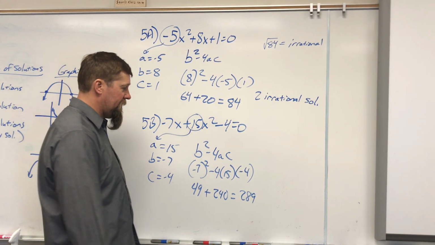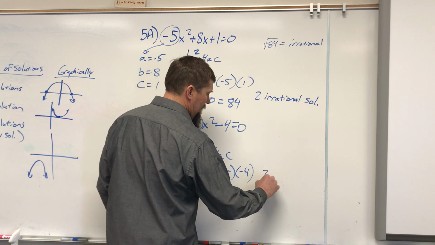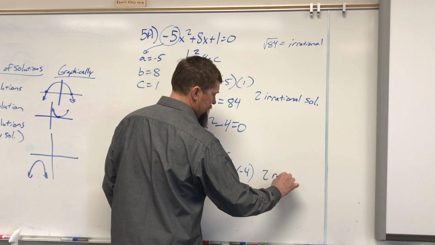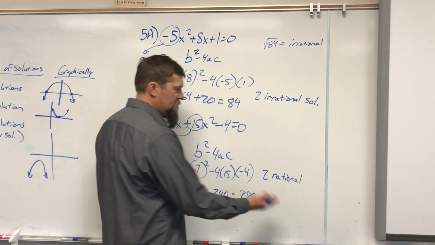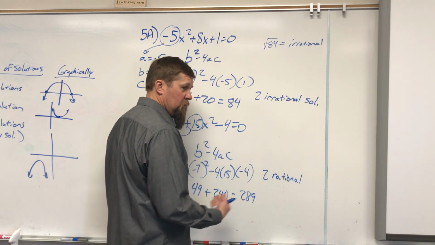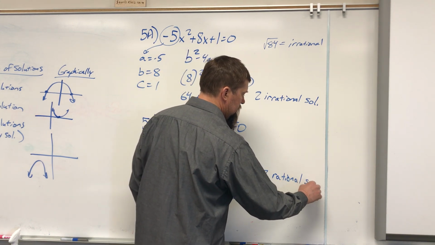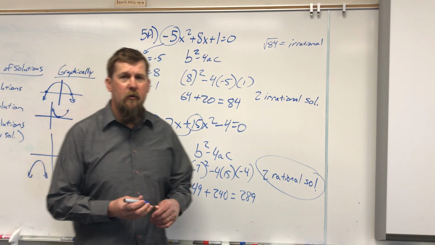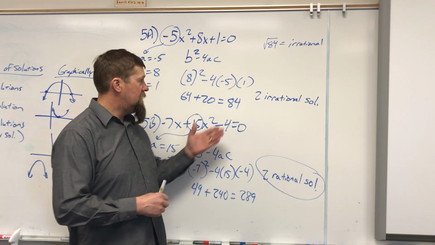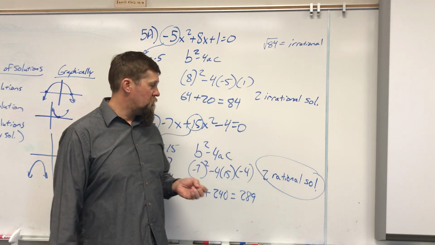289 is a perfect square, so therefore it has two rational solutions. The square root of 289 is 17, so since the square root is an integer, it's rational, so it's two rational solutions.